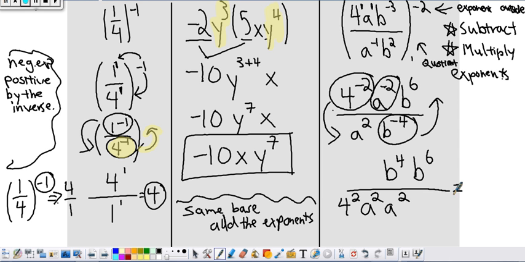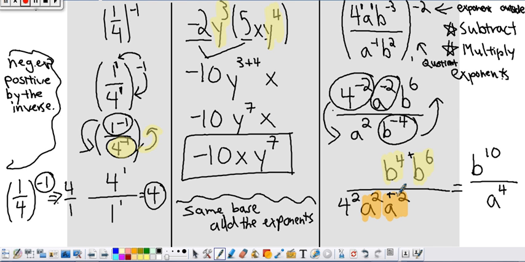Having done that, I'm just going to have to simplify by adding the exponents of like bases. So my first like base is the b's over here. I'm going to add 6 and 4. And my second like base are the a's over here. So I'm going to add 2 and 2. My final answer is going to be b to the power of 10, because 4 plus 6 equals 10, over a to the power of 4, because 2 plus 2 is 4.